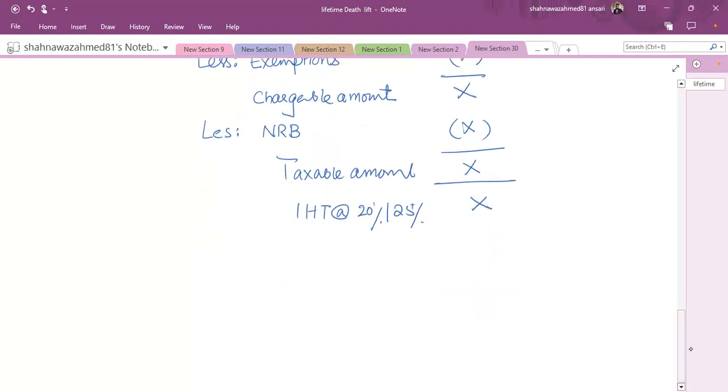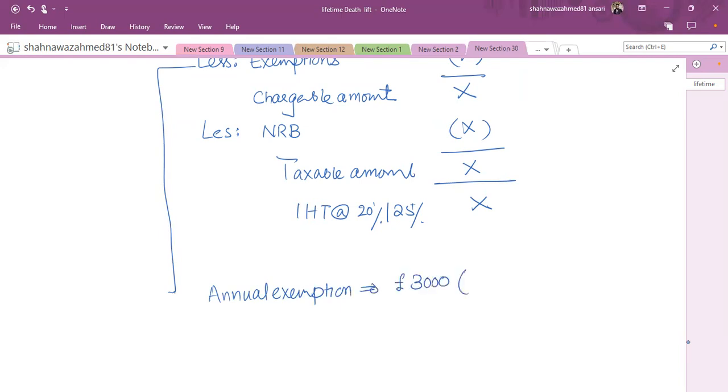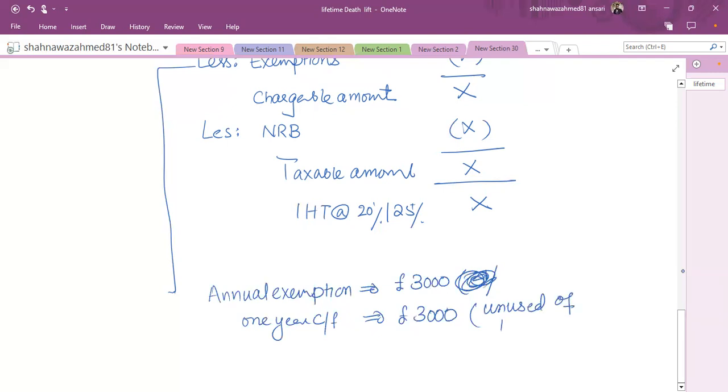Now, as far as the exemption is concerned, we have annual exemptions. And the annual exemption value is 3,000 for every tax year. And a 1-year carry forward is also allowed if it is not used. The unused amount of last year can be added to the current year. So the maximum annual exemption is 6,000.